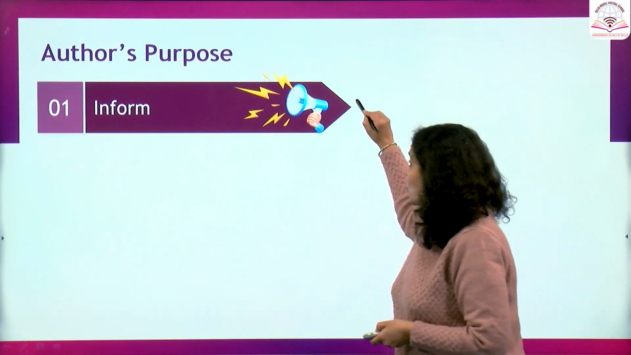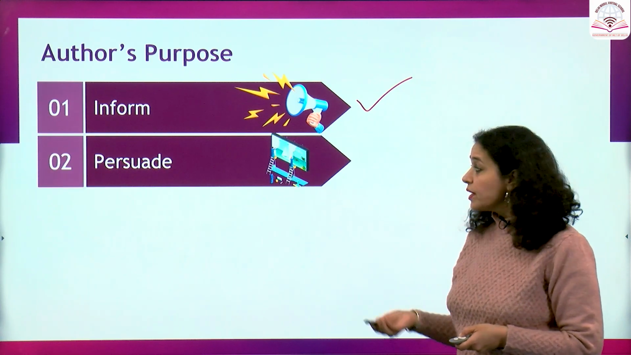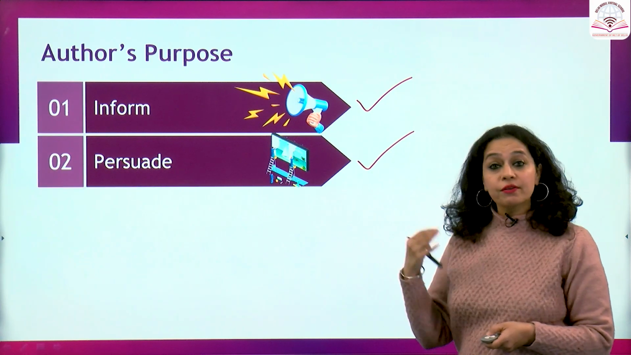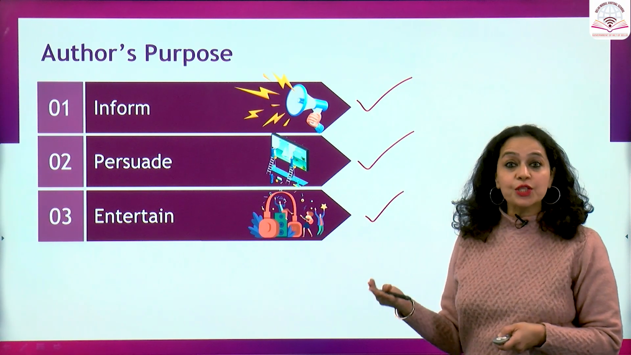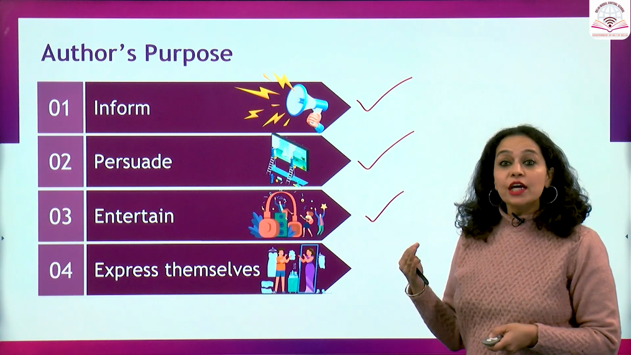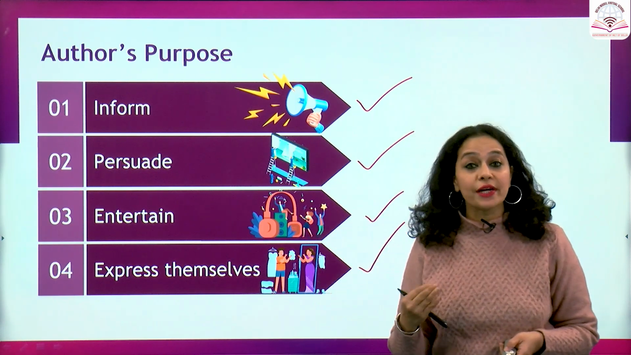First of all, when the author wants to inform the reader about something, or he wants to persuade the reader or the audience. Third, if he wants to entertain through his text. And finally, if he wants to express himself, then an author is going to write something.